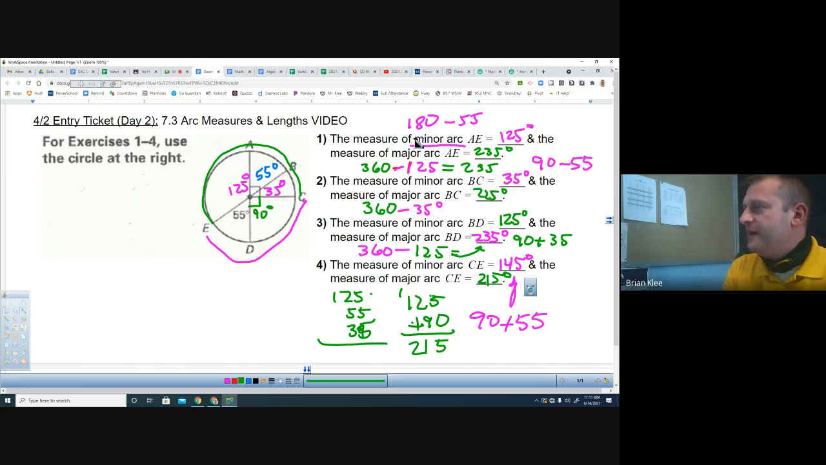So one more time, minor arc is the smaller distance, C to E, the highlighted in pink there. Major arc is the bigger distance between 2 points on the circumference, C to E, the green distance marked there. Hopefully this helps.